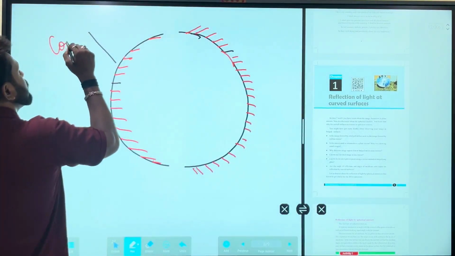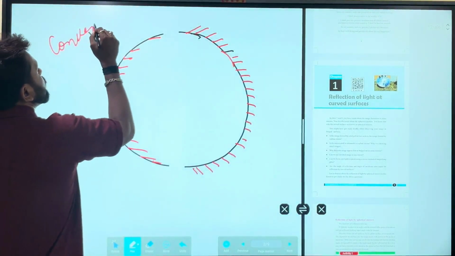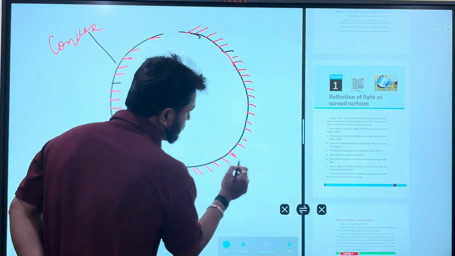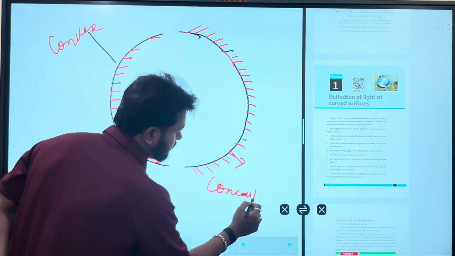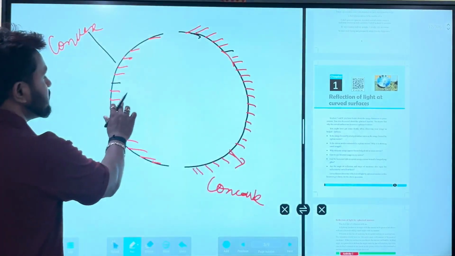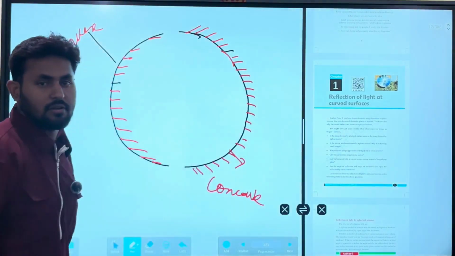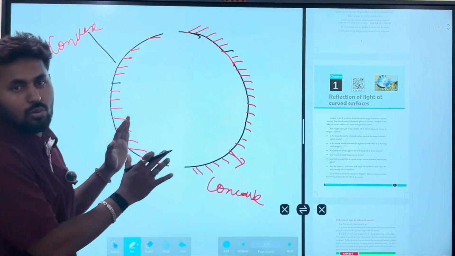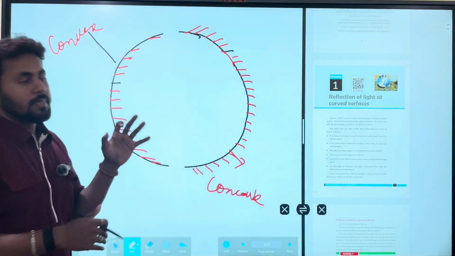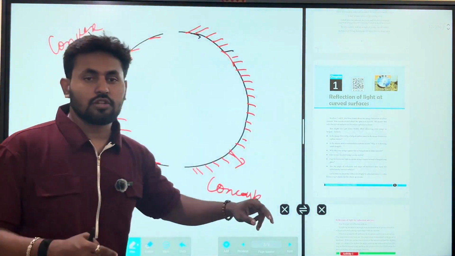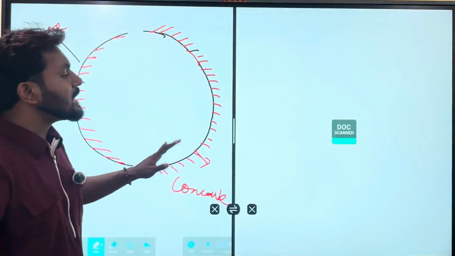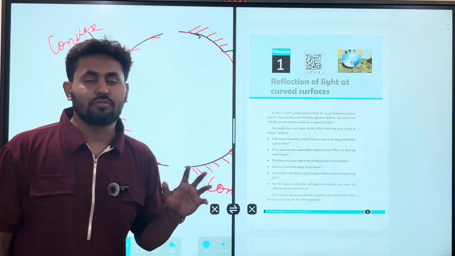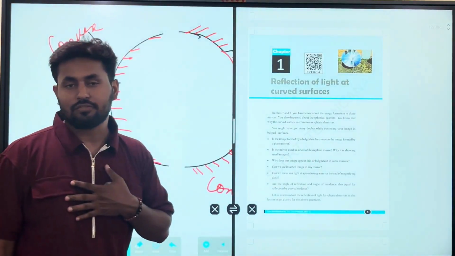This is convex, this is concave. This is the convex mirror, this is the concave mirror. I hope I made it clear till here what is what. Now when I teach you further, you'll get to know what the applications of the concave mirror and the convex mirror are. We have them in our daily life.